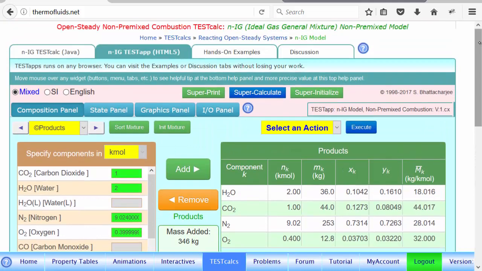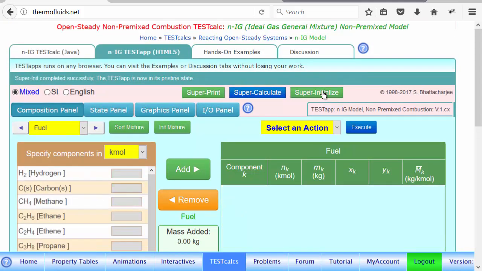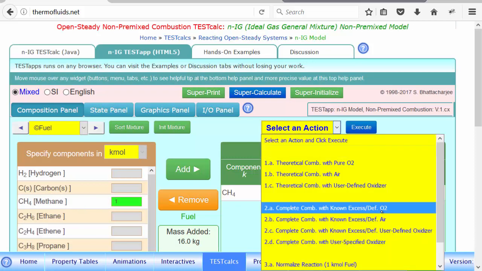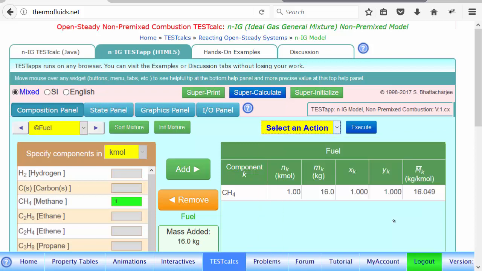Okay, let's explore some other features. Suppose we have deficient air. So suppose methane reacts with, this time again, known excess or deficient air. Suppose we say it's reacting with 5% deficient air, which means 95% theoretical air is used.